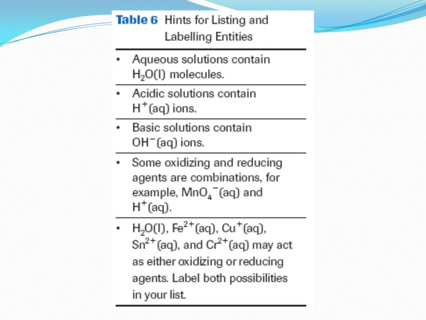It is important to include all entities possible when listing entities in step 1. If there are solutions or anything is called aqueous, remember to include water. If solutions are acidic, include hydrogen ions, and if solutions are basic, include hydroxide ions. Some oxidizing and reducing agents only work if they are combined, such as permanganate ions and hydrogen ions. There are also several entities that are both oxidizing agents and reducing agents. Be sure to be very thorough when assigning them as one, the other, or both.